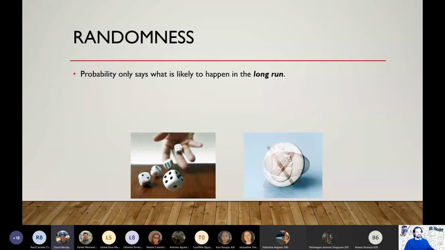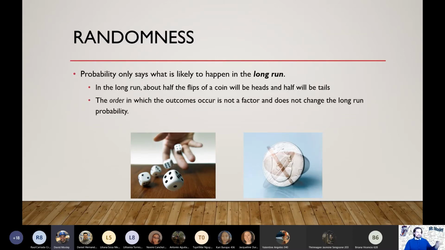So we continue with this idea of randomness. Probability only says what is likely to happen in the long run, over hundreds and thousands of iterations and simulations of an event. In the long run, about half the flips of a coin will be heads and half will be tails. Right? We know that. We've seen it happen. The order in which the outcomes occur is not a factor and does not change the long run probability.